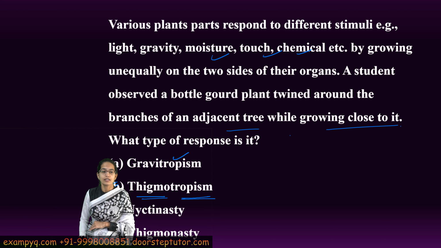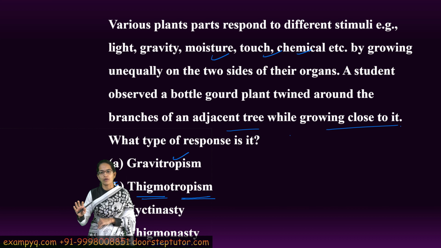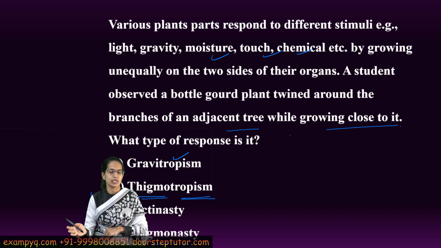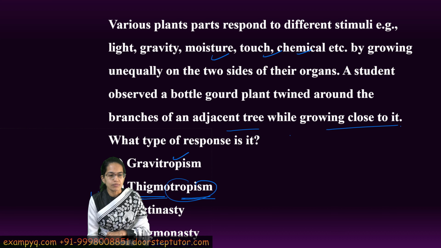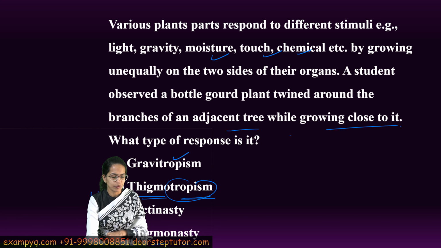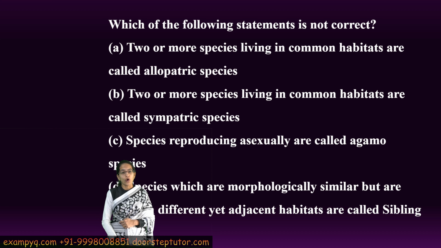On the other hand, there is another choice which is thigmonasty. Students might get confused because of it. Nasty is a non-directional response, and thigmonasty is a touch response which is not directional, right? Thigmotropism is a directional response, and here since the response is directional, we would have B as the right option. Now again, which of the following is not correct?